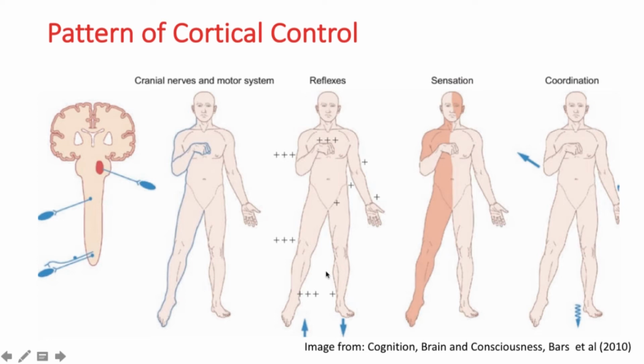Now, in terms of sensation, all the somatosensory sensation of the left side goes to the right side of the brain and vice versa. That is, the right side goes to the left side of the brain. However, when we talk about coordination, then the right side has to work with the left, so they actually cross both sides together. Otherwise, left goes to the right and right goes to the left. That is the usual pattern of cortical control.